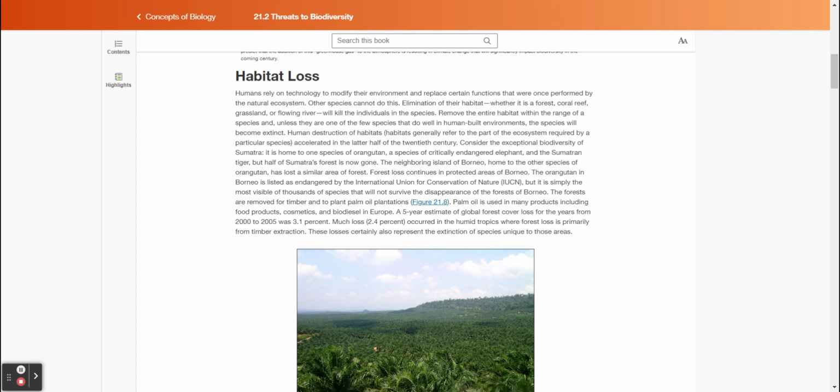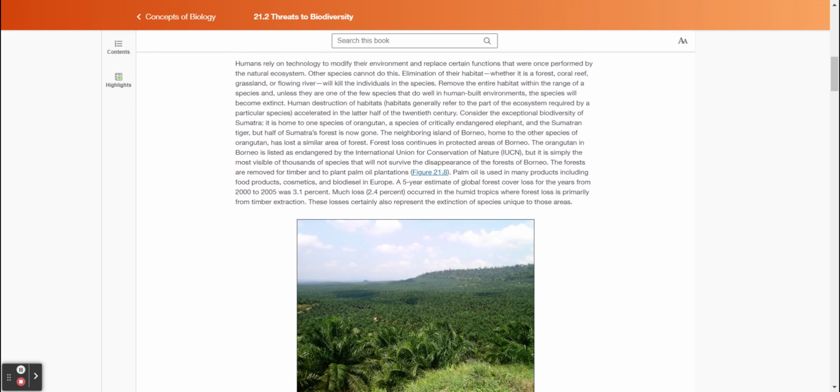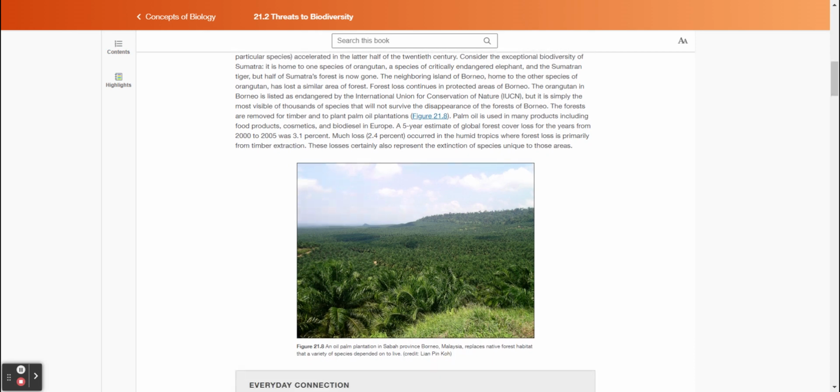The forests are removed for timber and to plant palm oil plantations. Palm oil is used in many products, including food products, cosmetics, and biodiesel in Europe. A 5-year estimate of global forest cover loss for the years from 2000 to 2005 was 3.1%. Much loss, 2.4%, occurred in the humid tropics where forest loss is primarily from timber extraction. These losses certainly also represent the extinction of species unique to those areas.